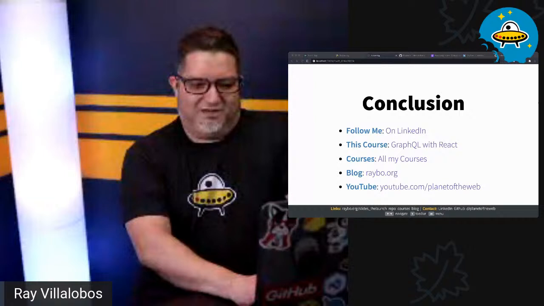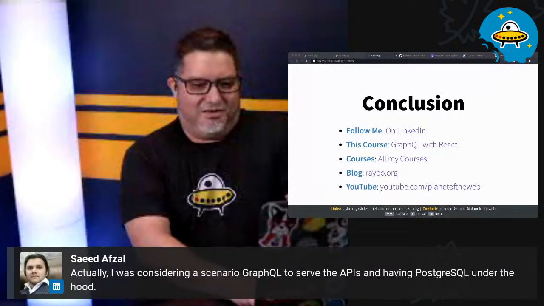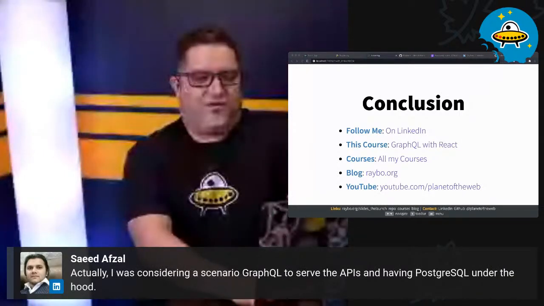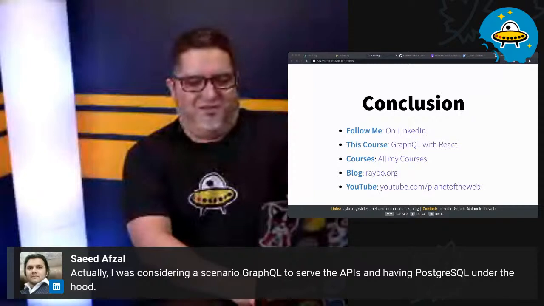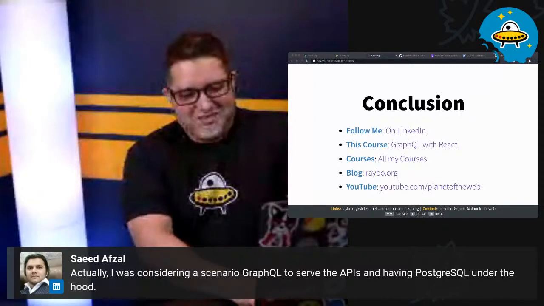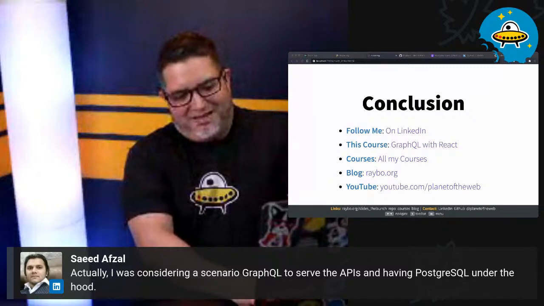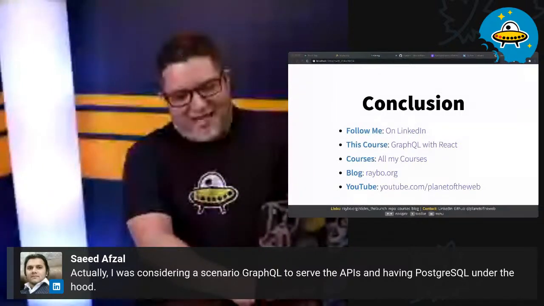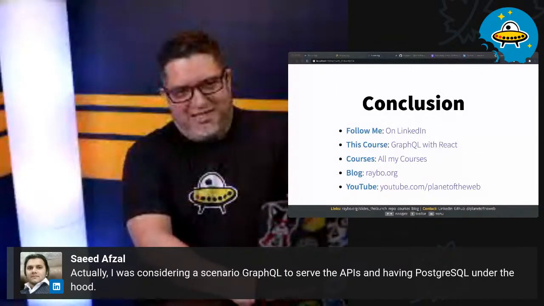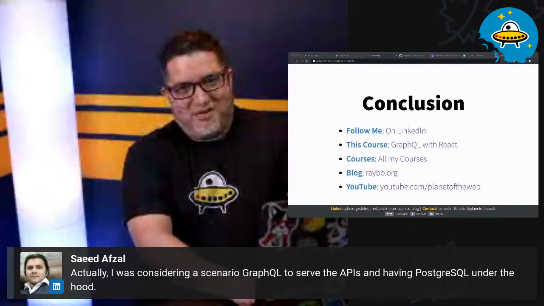So let's see. Considering a scenario, GraphQL to serve the APIs and, oh my gosh, yeah, SQL under the hood. I wouldn't like SQL and GraphQL. Okay, that might work, but it's a little bit hacky. I think you just need to go all in. Either just go to Firebase or go all in on the GraphQL thing. And eventually it will be better.